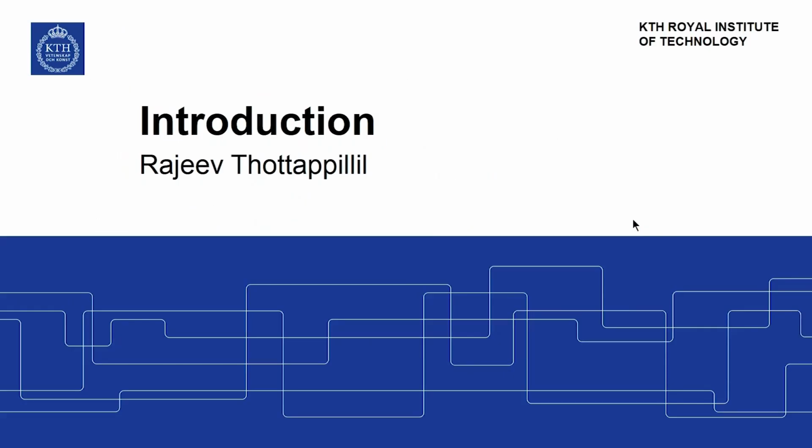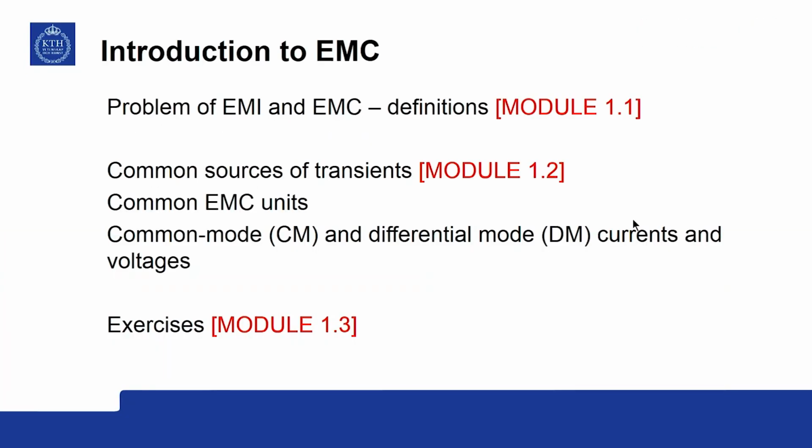First, we go to introduction. So, this will be given by me. This chapter is divided into 3 modules. In module 1, we will go through the problem of electromagnetic interference and define what is meant by EMC, or how to achieve electromagnetic compatibility.